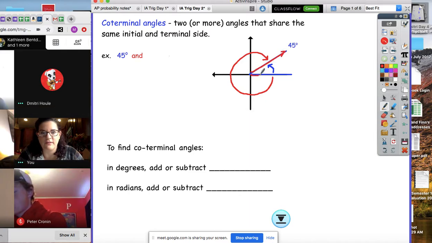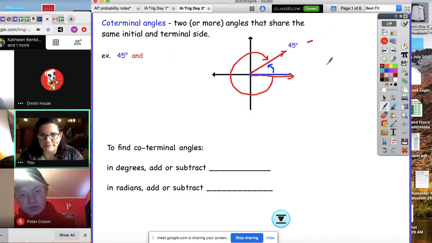So do you see how even if I start on the positive x-axis, but I go clockwise, I could land at the same spot. But I would call it a different angle. So because I'm going clockwise, it's going to be a negative angle. And then we have to figure out what degrees that would be. So just use your knowledge of a circle. How many degrees are there one time around a circle?